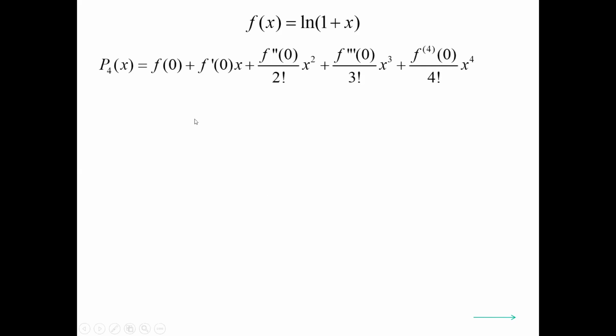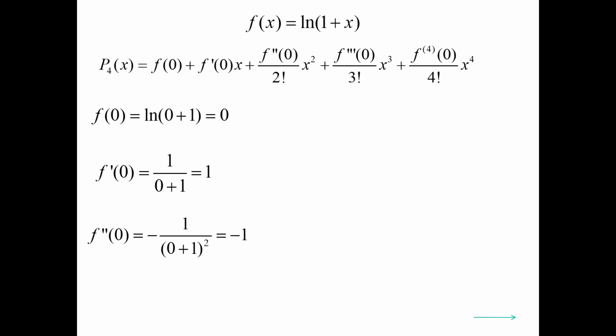So the polynomial formula for a Maclaurin polynomial, remember, is this. This is the basic formula. Let's find successive derivatives. Start with f of 0. So that would be natural log of 0 plus 1, which would just be natural log of 1, which is 0. The first derivative would be 1 over x plus 1 using a chain rule, and evaluating that at 0 would just give us 1. The second derivative using a chain rule would be negative 1 over x plus 1 squared, which would just be negative 1 when we plug in 0.